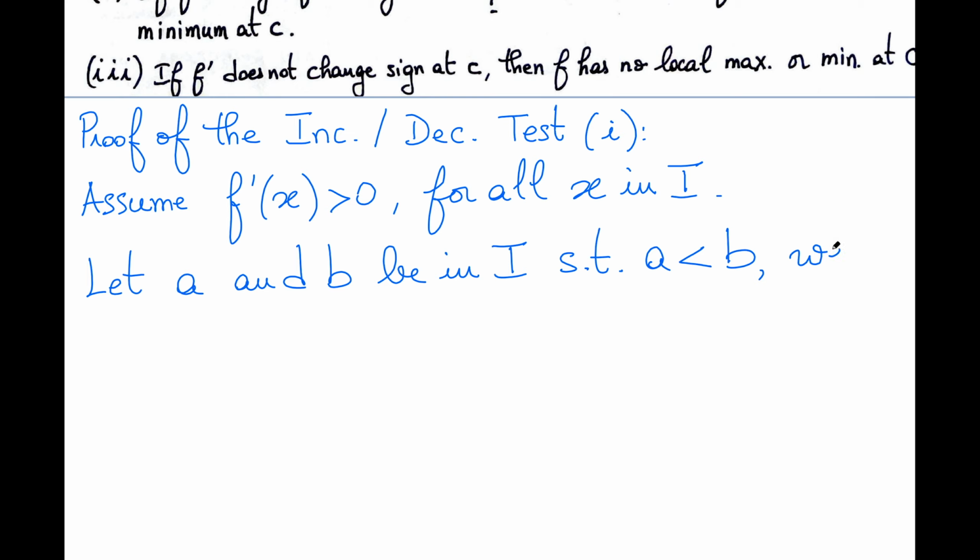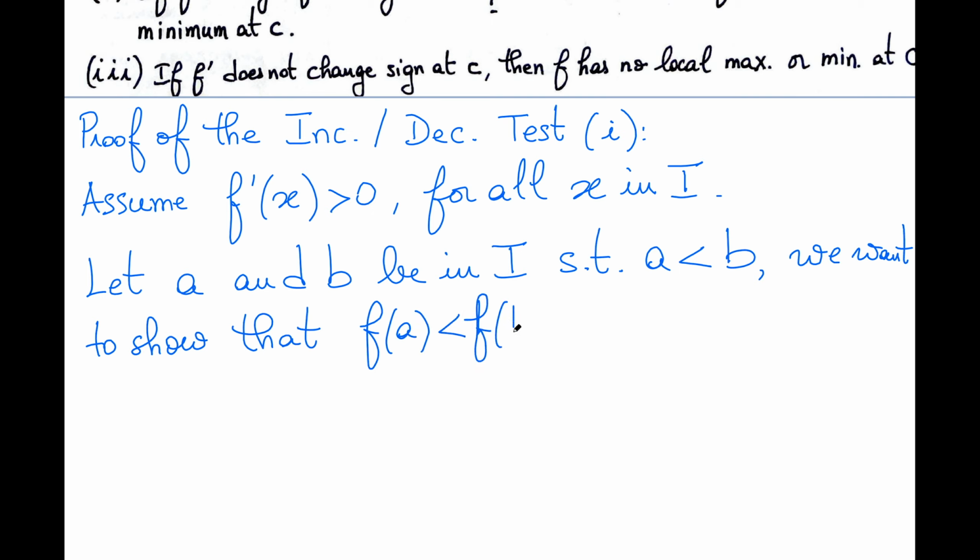We want to show that f of a is smaller than f of b, right? That's what it means for the function to be increasing on an interval I. Meaning if you take two numbers in I such that one is smaller than the other, their images are going to behave the same way, right? The smaller input corresponds to the smaller output. That's what we want to show. So I want to just highlight what we want to show just to make it very clear. So this is what we want to show.